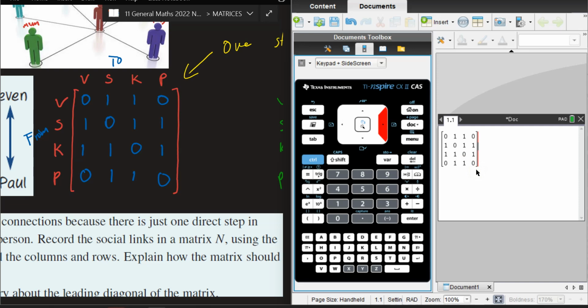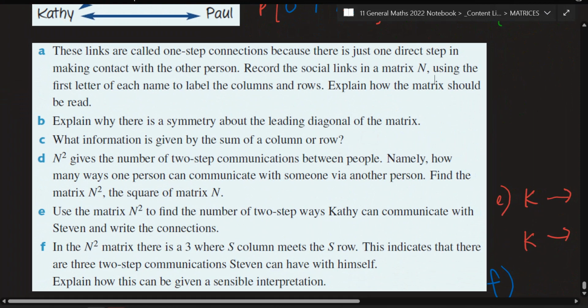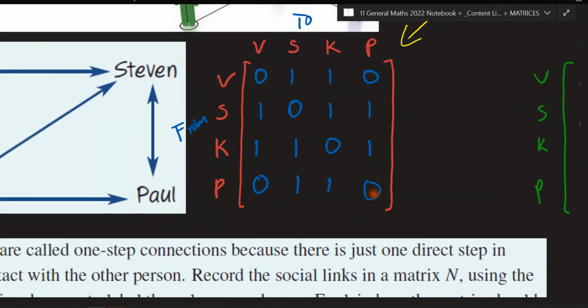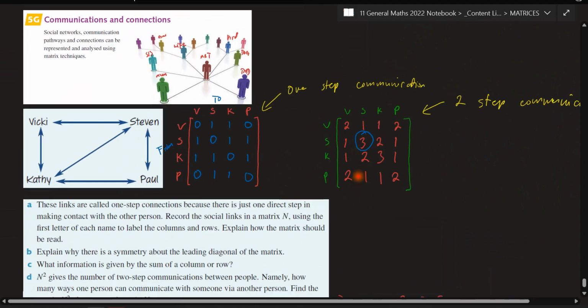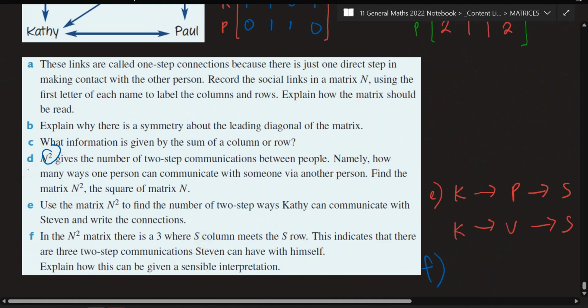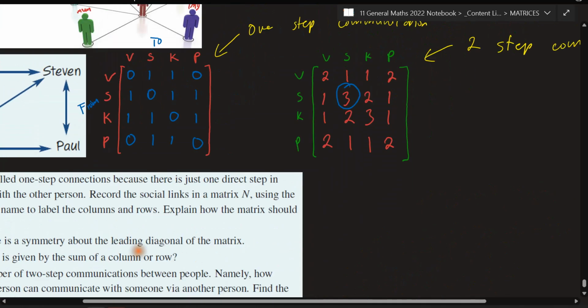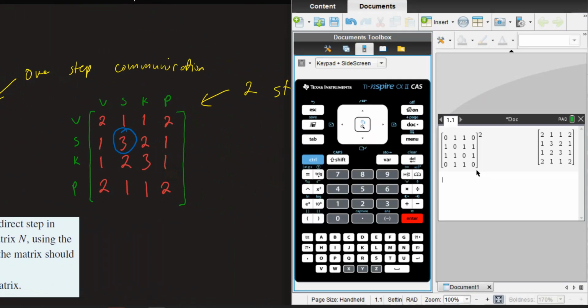Now, if you remember the question here, I think it was D, we're trying to get the two-step. So if we've got this one-step communication, how do we turn it into a two-step? It's pretty easy. What do we need to do? Square it. You're essentially multiplying it by itself, so squaring it. To square it, you can press x squared, and then you press enter. There's your two-step. Really easy. And it should be the same as what we got. So you're literally squaring it.